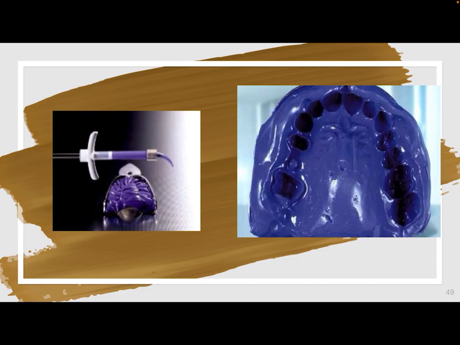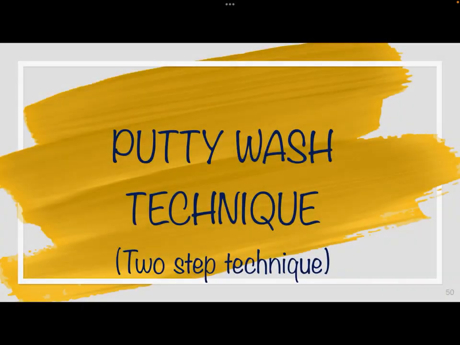The tray material will be strong enough, similar to a heavy bodied consistency. And the syringe material, because of the property called shear thinning, flows when pressure is applied from the syringe, and therefore it can act as the light body material.